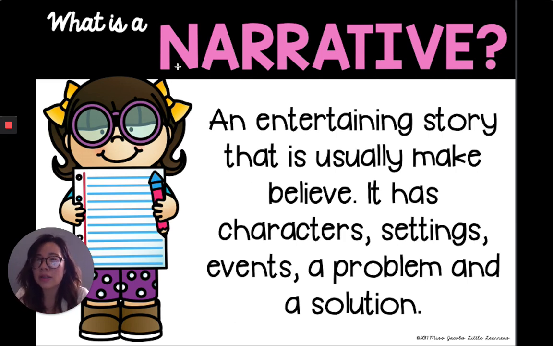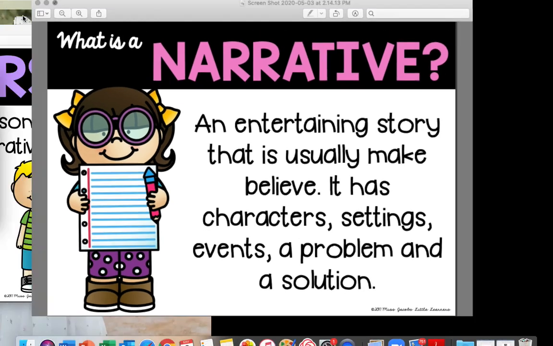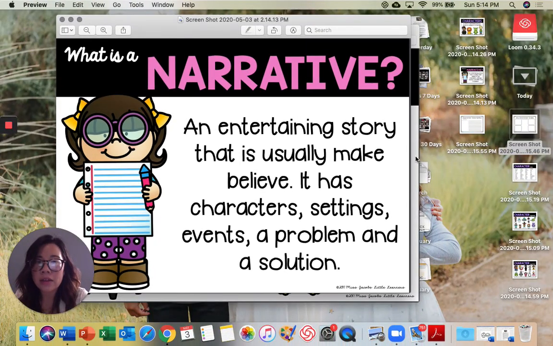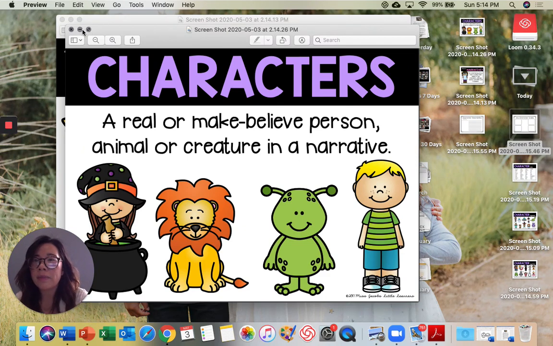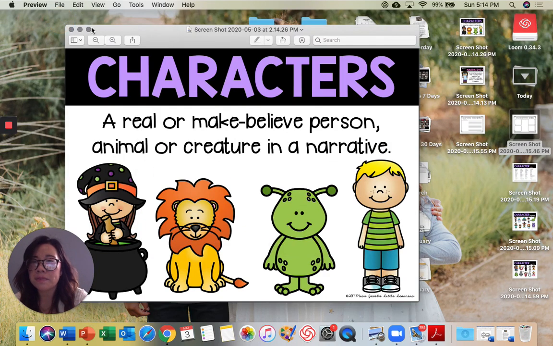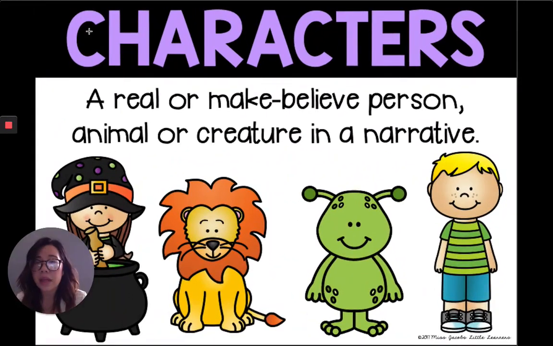All right, scholars? So the first thing we're going to do is we talked about a narrative. So our first job today is to think of some characters. Now, characters in our story can be real or make-believe people. They can be an animal. They can be a creature. So here we have a witch or a lion or an alien or a boy. So it's really up to you who you want your character to be. But I want you to think of your main character.